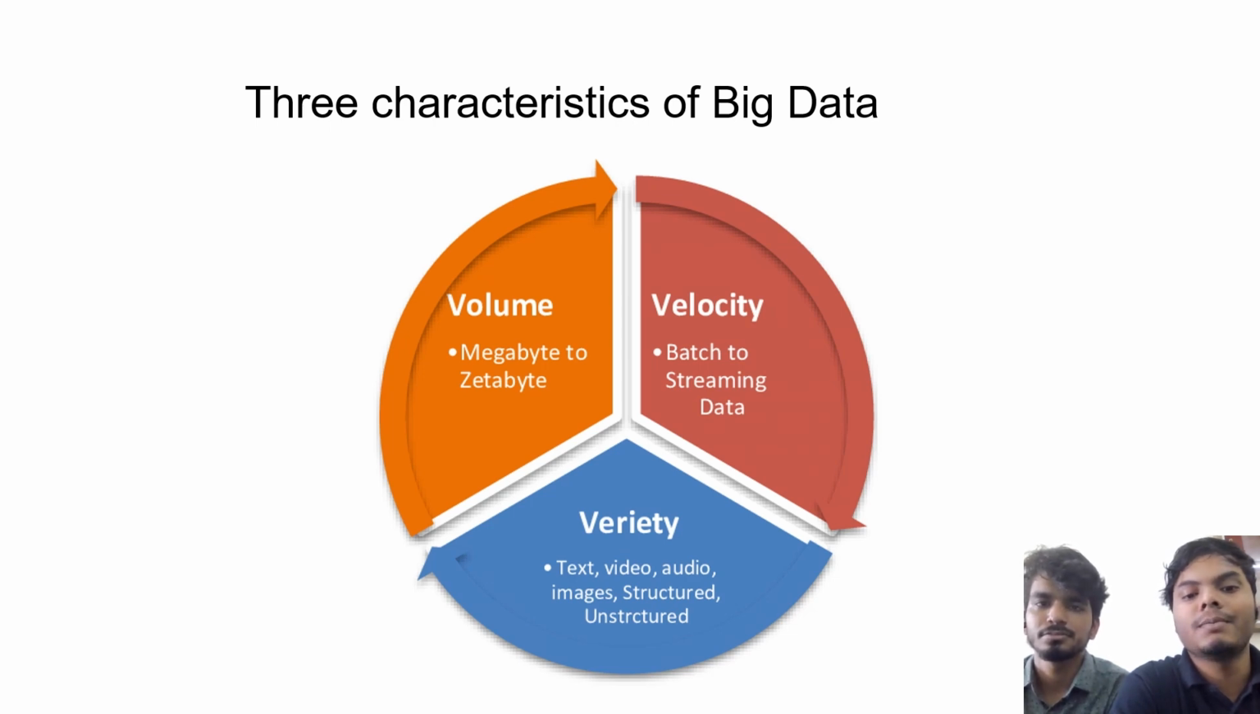In volume, we need a huge amount of data, just like Instagram and YouTube have a large amount of data, from megabytes to gigabytes. In velocity, when we upload a video on YouTube or Instagram, we need 4K resolution to stream this video. In this scenario, we need a large amount of data, and this category belongs to velocity. In variety, we need text, video, audio, image, structured and unstructured data.